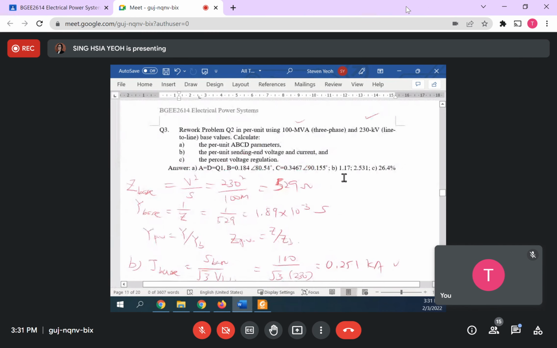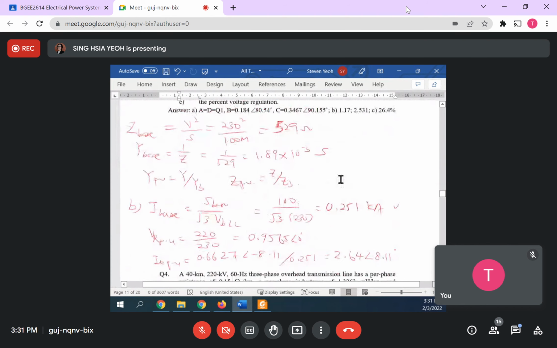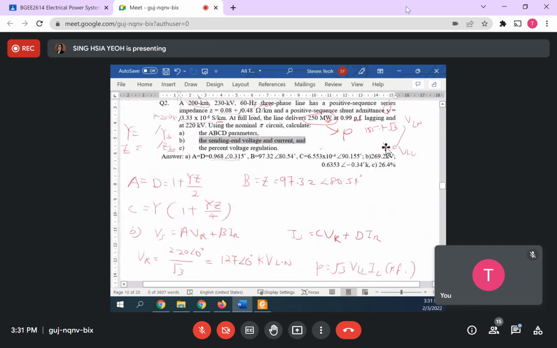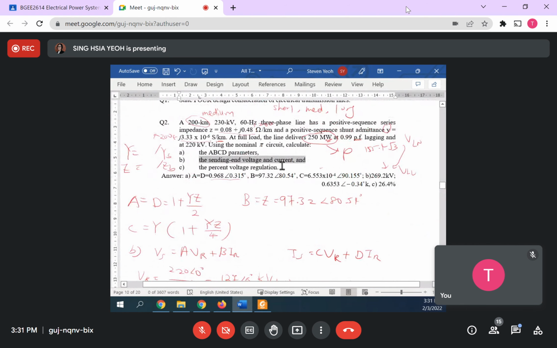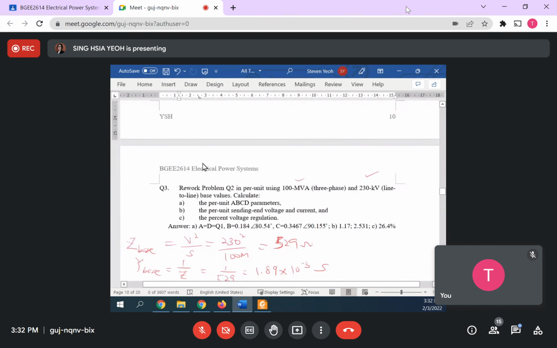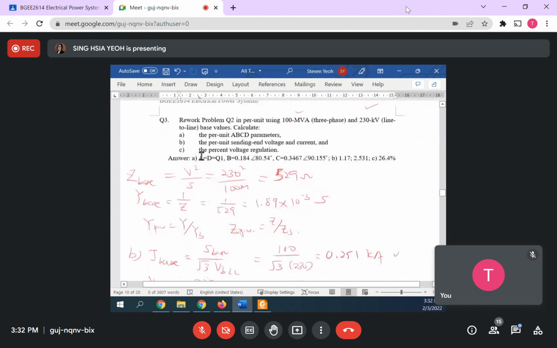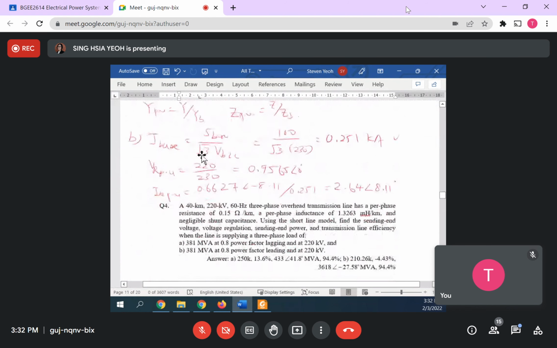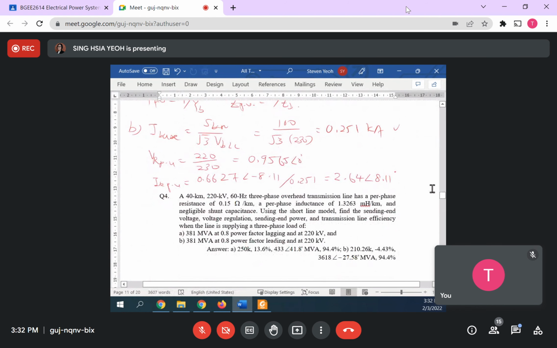Then question 3 should be okay. So line to line and line to neutral is a problem, but actually they didn't say whether it is line to line or line to neutral. Inside these equations, whether you use line to line or line to neutral is actually also okay. Sometimes they use line to neutral, sometimes line to line. But of course, if this question is in the exam, then I will state it clearly. But don't worry. When I say no worry, it means you should know what I want to tell you, right? Okay.